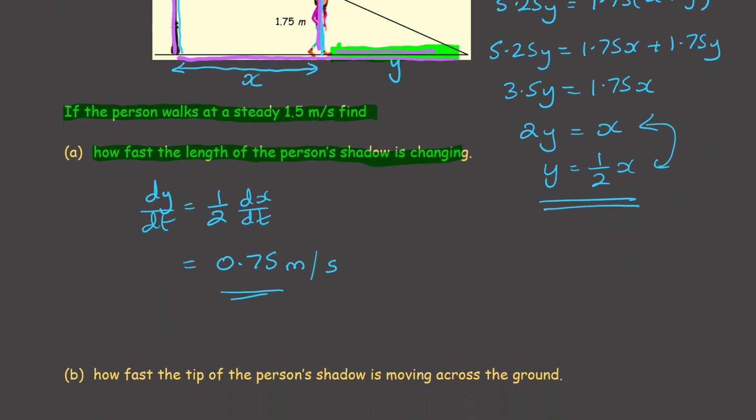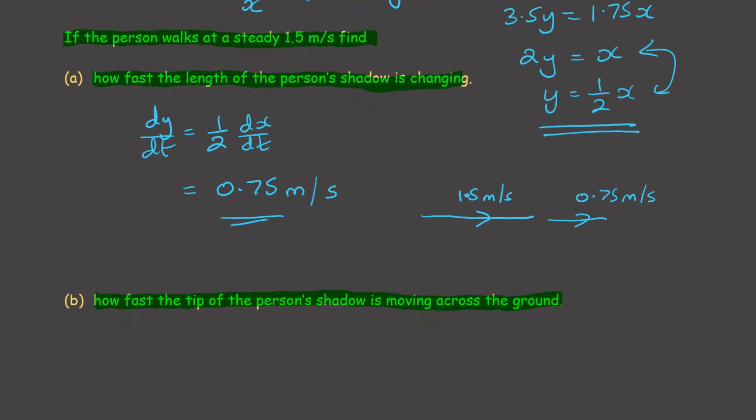We now want to know how fast the tip of the person's shadow is moving across the ground. Well, it's just going to be a sum of the two. This is 1.5 meters per second, and the shadow is going at 0.75 meters per second. So it's just going to be the sum of the two. So it's just going to be 2.25 meters per second.